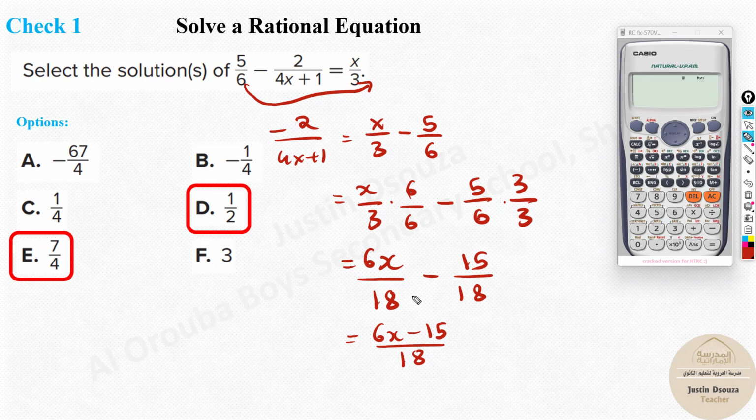But now there's another shortcut. That is, from this step you can directly come to here. How do you do that? See, what is the denominator? 6 times 3, right? So, sorry, the denominator over here. 6 times 3 is 18.